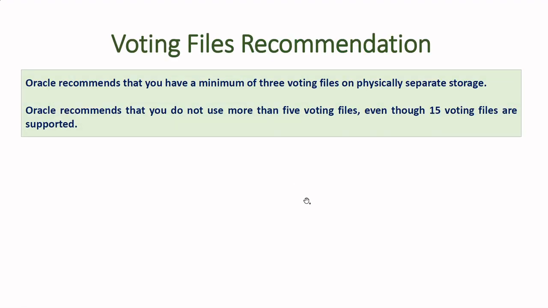Now, voting file recommendations. Oracle recommends that you have a minimum of 3 voting files on physically separate storage. You can have up to 15 voting files, but Oracle recommends not to use more than 5. 3 is the minimum, and 5 is recommended. Although 15 are supported, you don't have to use them all. 5 is more than enough for all practical scenarios.